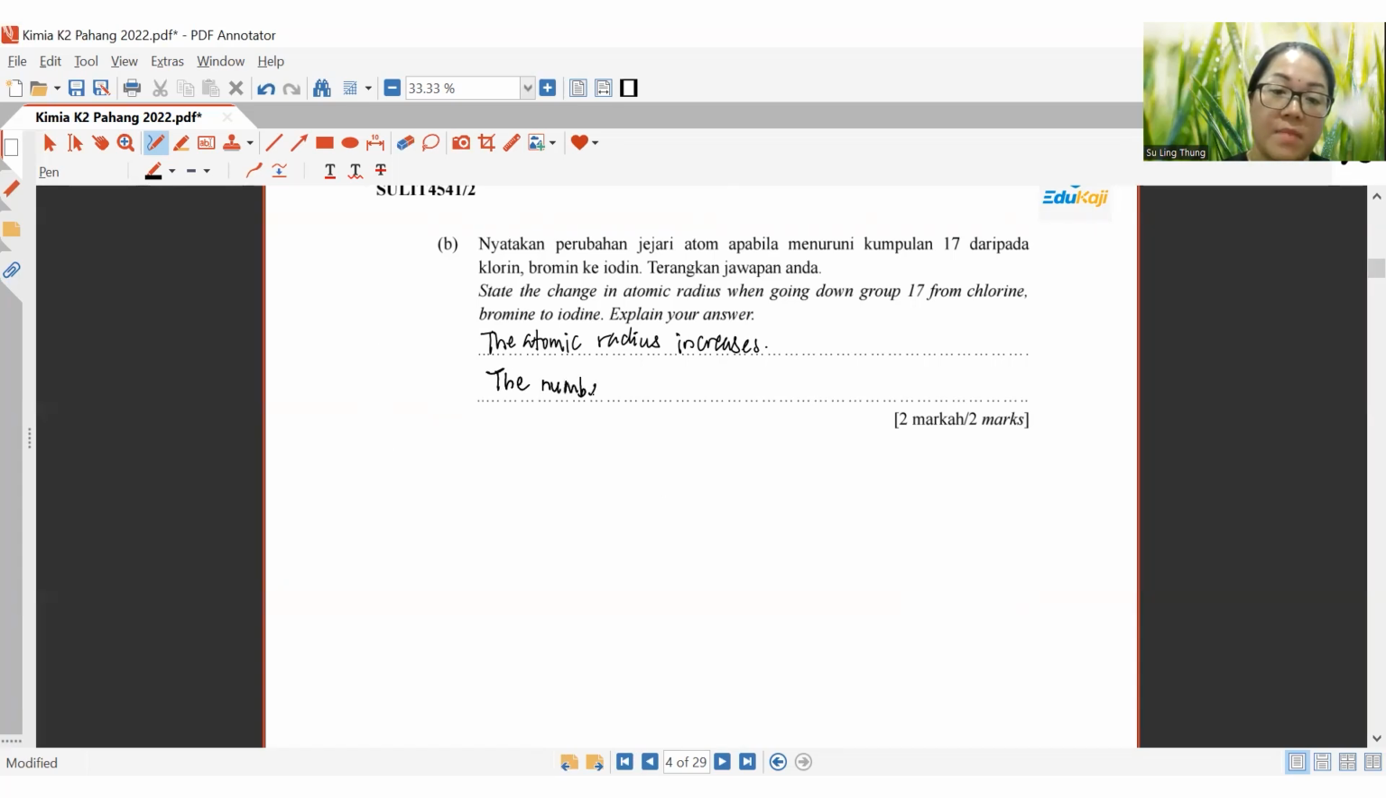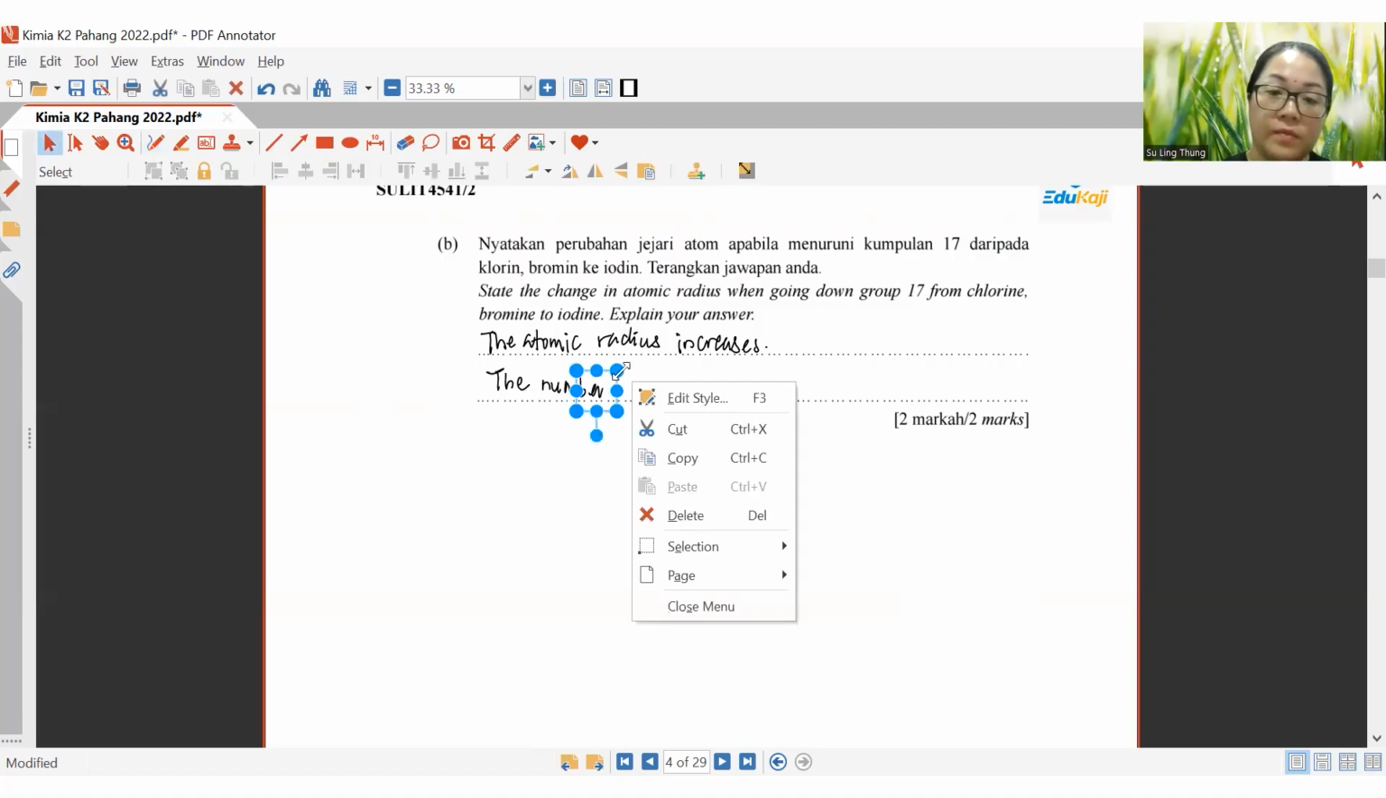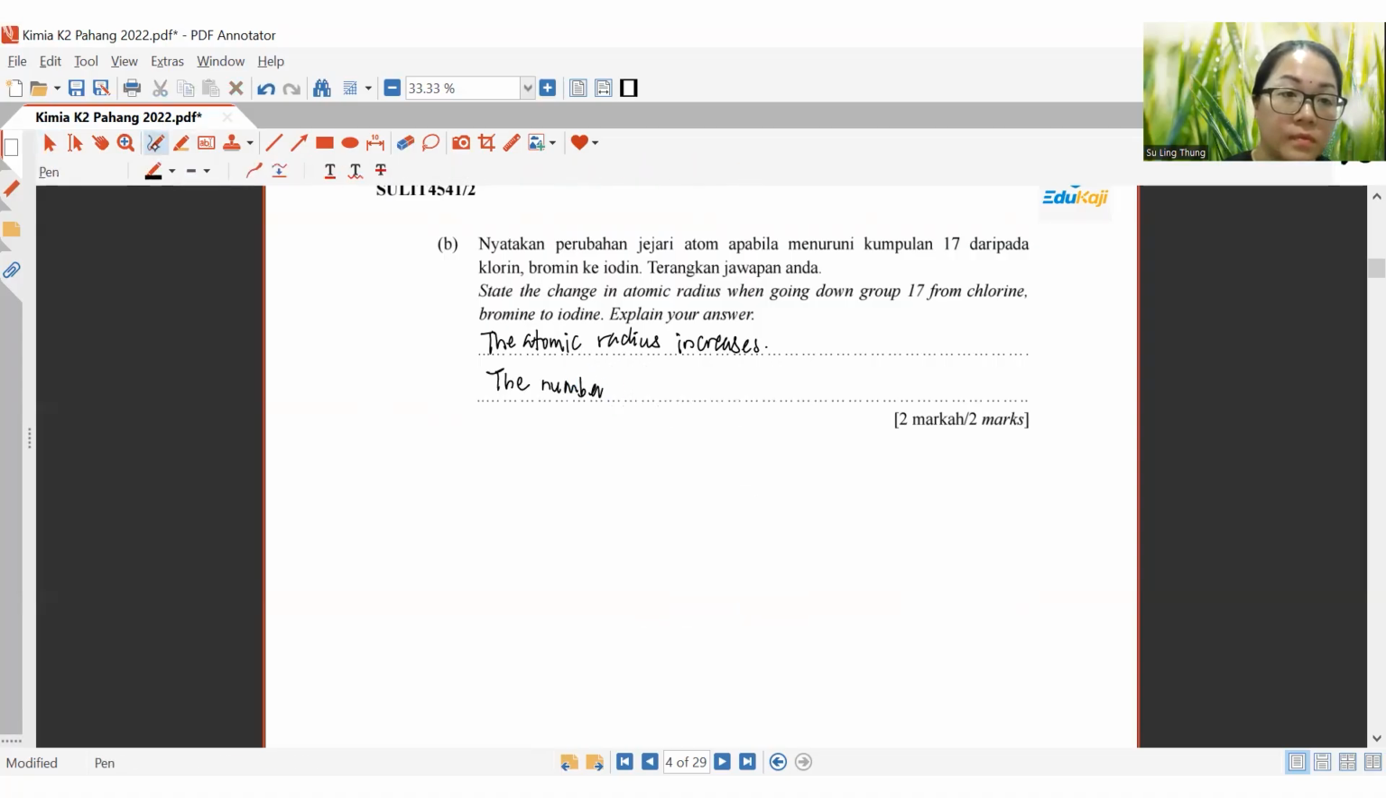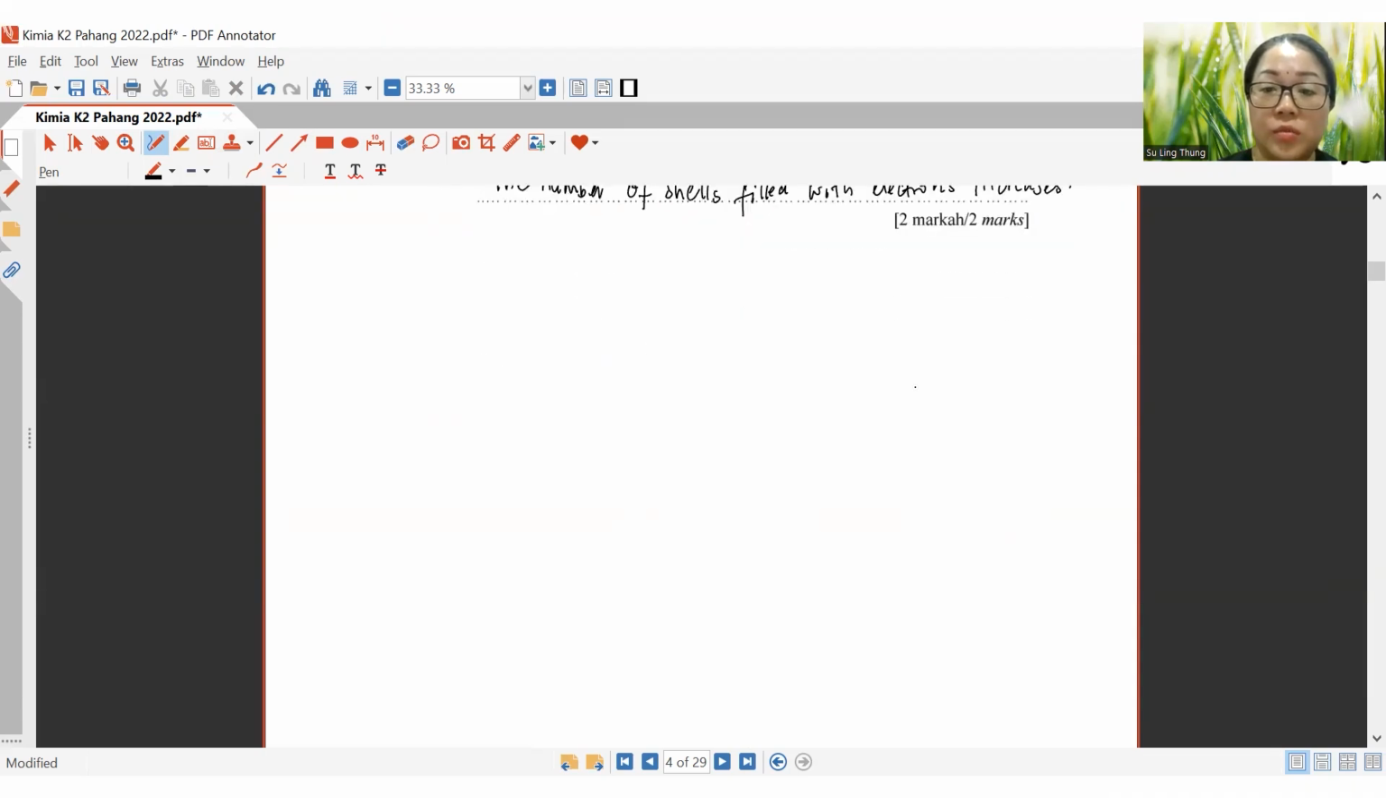So the number of shells filled with electrons increases. This is the second mark or second point which we look for. Okay, so that's for question 2.